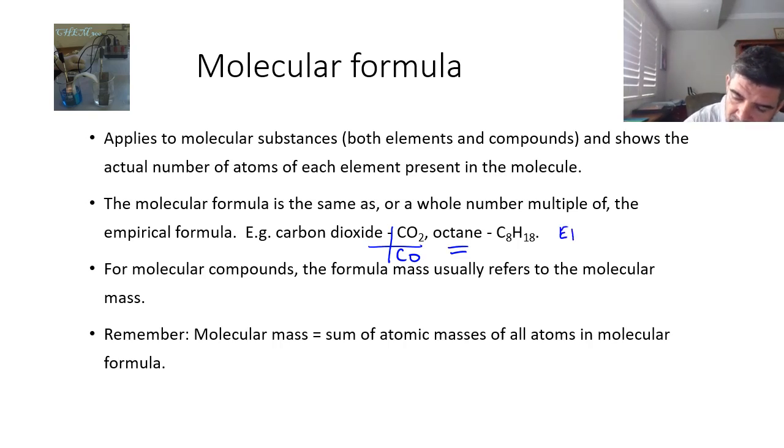The empirical formula for octane is the simplest whole number ratio. In this case, that's C4H9. I can divide both 8 and 18 by 2, and that gives me my smallest whole number ratio for this particular compound. So octane has the empirical formula C4H9. Now obviously this does not represent a molecule of octane, and therefore we need to use the molecular formula, not the empirical formula, when we are calculating the molar mass of octane.